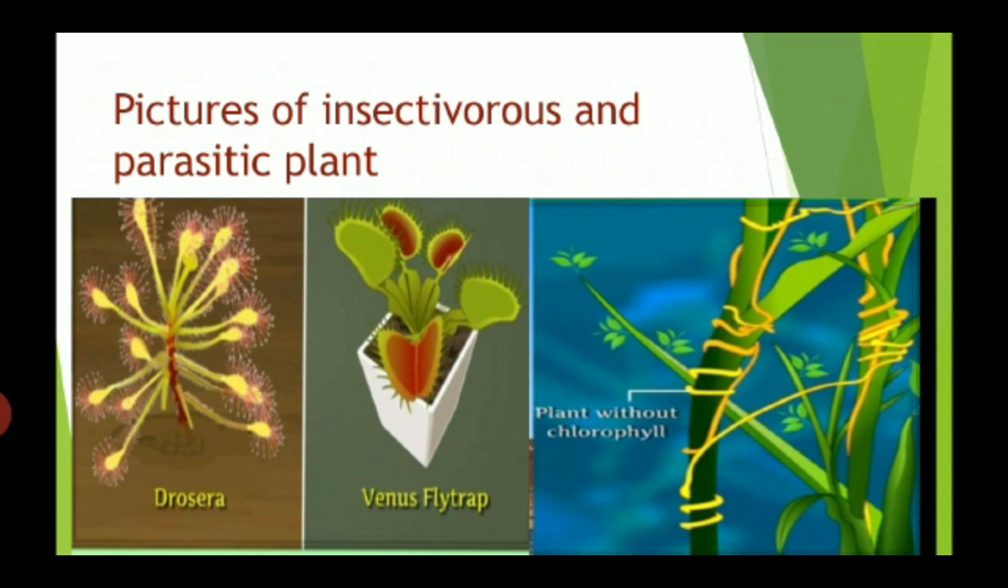So here on the screen there are few pictures of insectivorous plants and parasitic plant. The first two pictures are the Drosera and Venus flytrap. They are insectivorous plants, and the last one is a parasitic plant, that is Cuscuta.